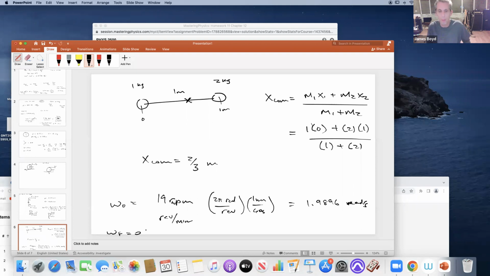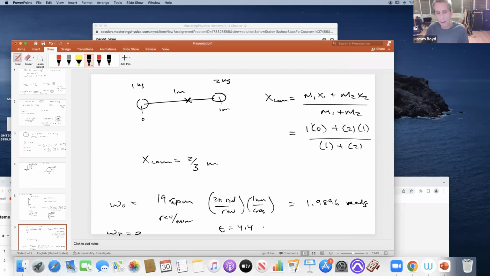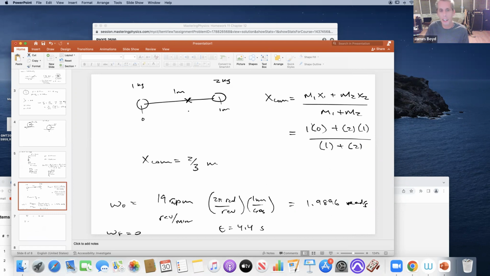I want to bring it to a stop in 4.4 seconds. So what we need to find is the net torque that will stop this thing. But torque is I alpha. Now, I, for 2 point masses about the center of mass, is mr squared. For number 1, R1 will be 2/3 of a meter. R2 is going to be 1/3, how far they are away from where they're rotating.